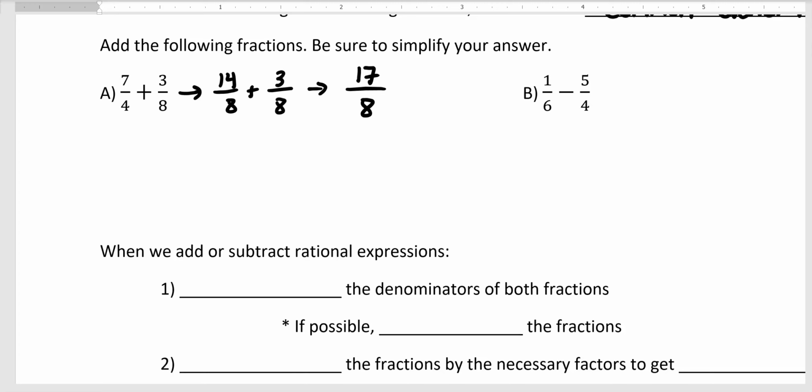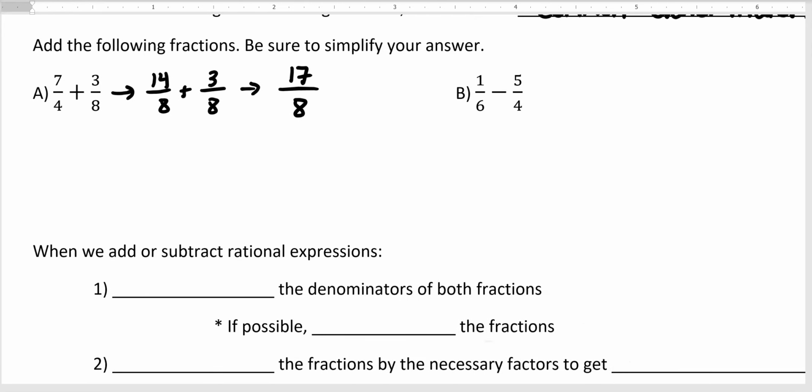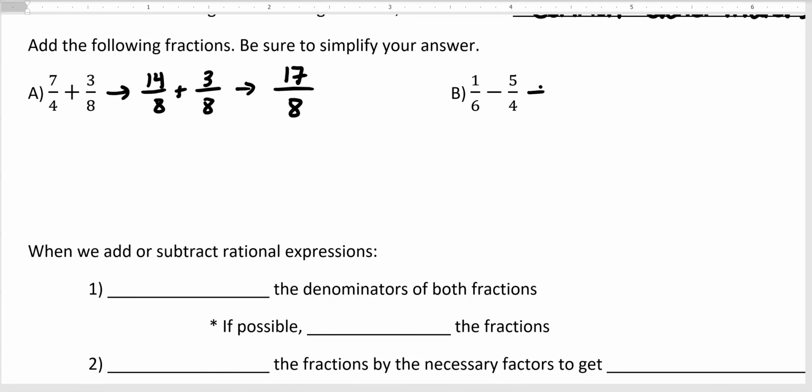1/6 minus 5/4. Ooh, this will be fun. Let's see, I think 12 would be a good common denominator. So let's rewrite these fractions with a denominator of 12. So that would be 2 over 12 minus, I need to multiply these by 3, so it would be 15 over 12. And then we just subtract. 2 over 12 minus 15 over 12 would give me negative 13 over 12. There we go. Hopefully we're feeling confident adding and subtracting fractions because we're going to do a lot of those.